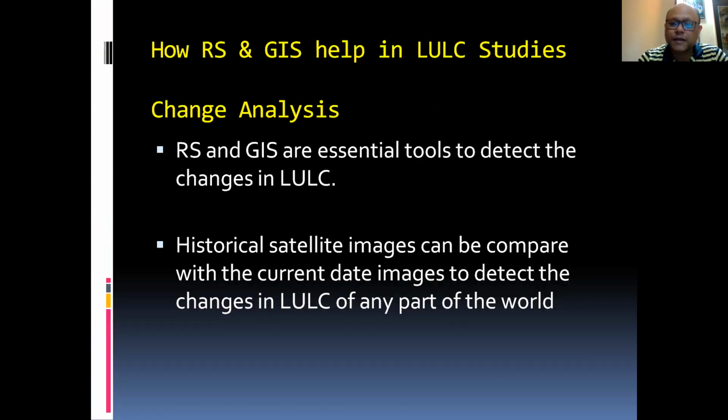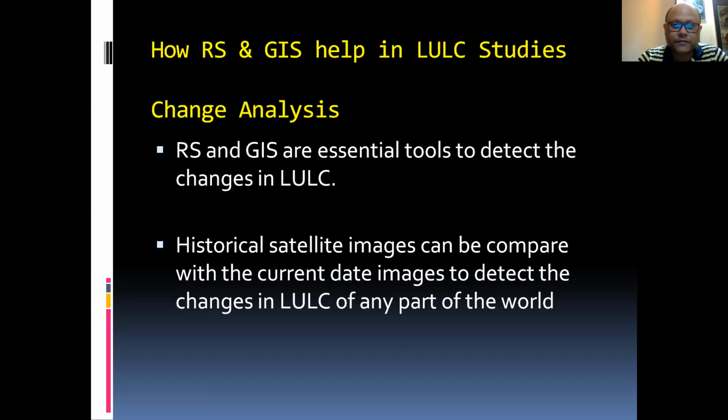Similarly, how does remote sensing and GIS help in change analysis? Remote sensing and GIS are essential tools to detect changes in land use land cover. For example, the land use land cover of any part of Assam in 1970 was different, and at this moment in 2020 it is different. How do we get those historical changes? Remote sensing is the only tool which can help us. We have satellite imageries from 1975 onwards of any part of India.